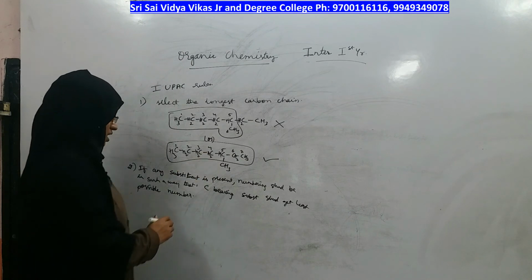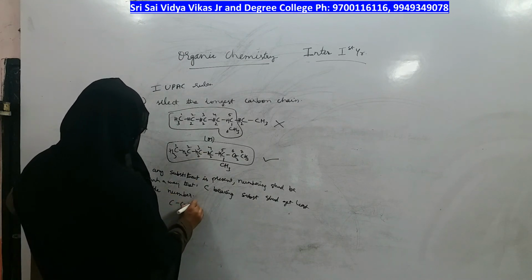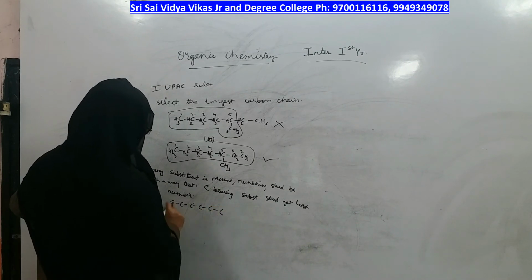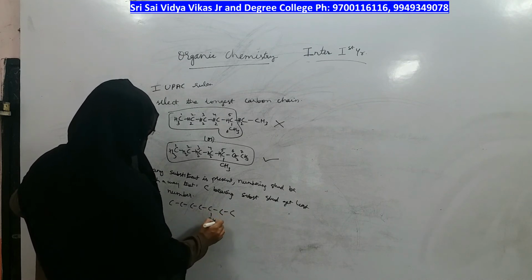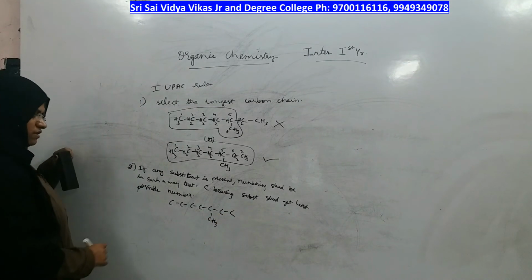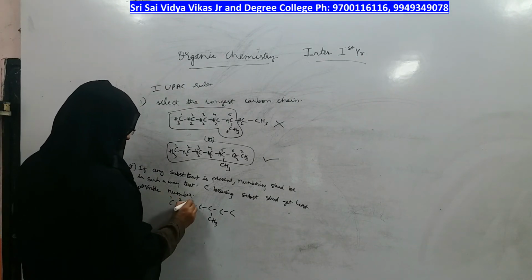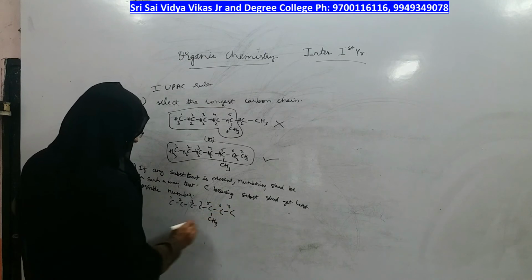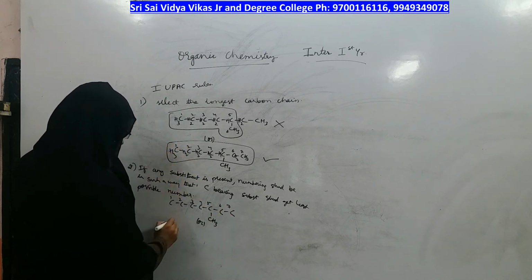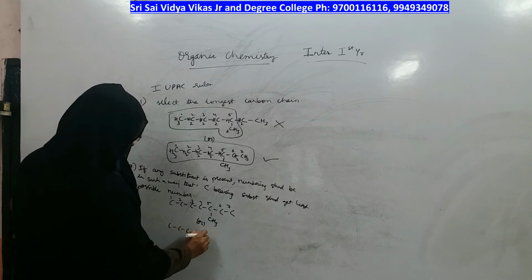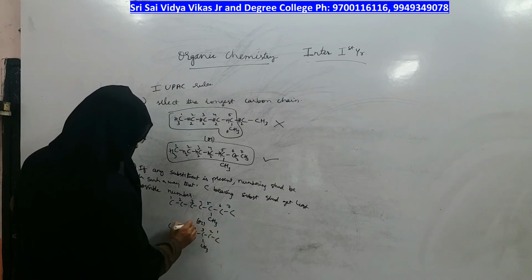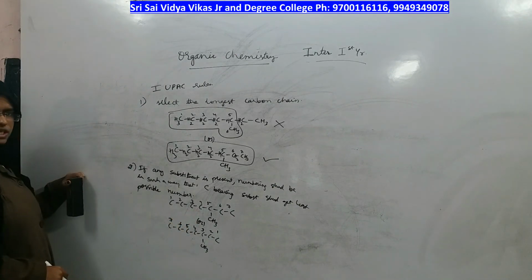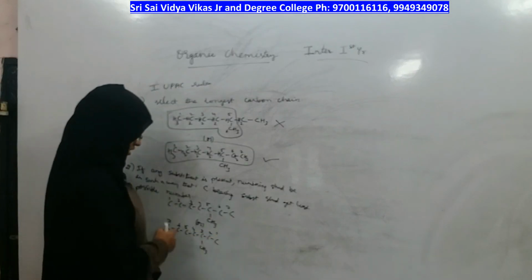In this case, I will take the same example. 3 4 5 6 7, okay, in which a methyl group is present. Right. From which side should I give numbering? Should I give numbering from 1 2 3 4 5 6 7, or should I give numbering 1 2 3 4 5 6? From which side should I give numbering to the chain? This side is correct or this side is correct?